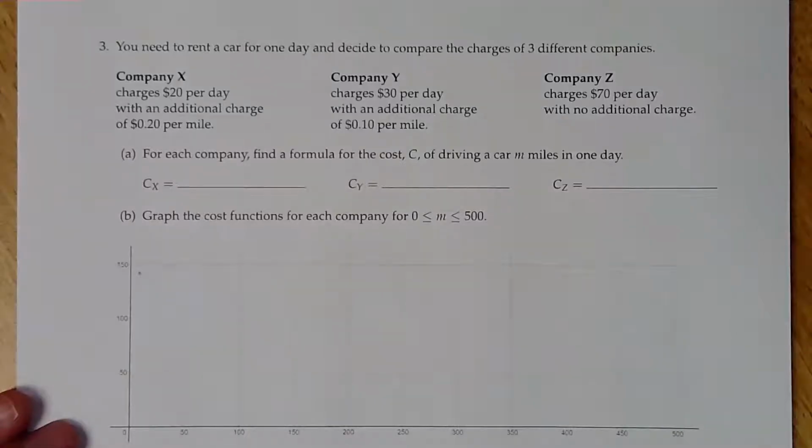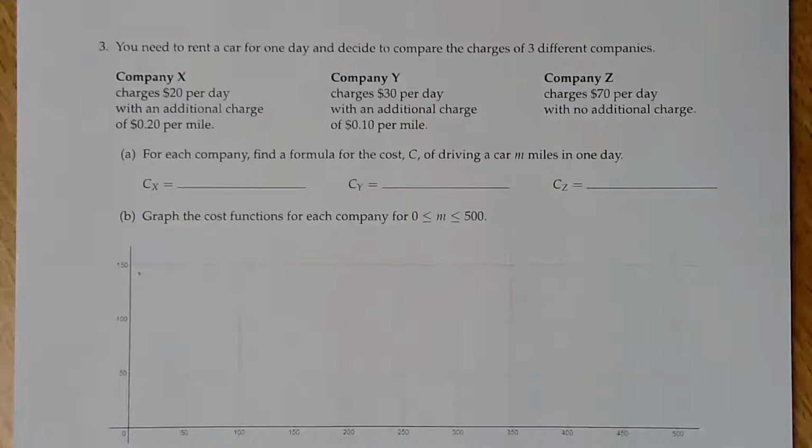Okay, so similar to the first problem we looked at with the different towns' populations, we're going to look at renting a car for a day, and we're going to compare 3 different companies and what they charge. Company X charges $20 a day and then 20 cents per mile. Company Y charges $30 per day and 10 cents per mile. And Company Z, as in zebra, charges $70 per day, and then there's just no fee per mile. So it's just a $70 flat fee.